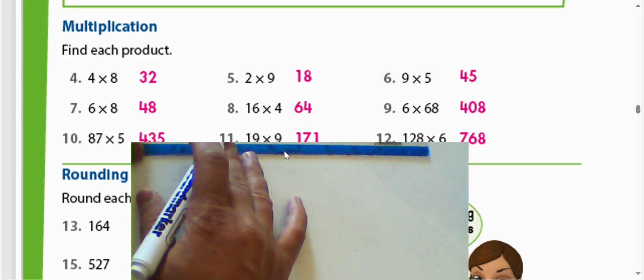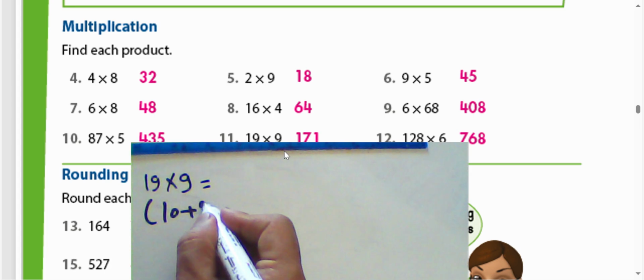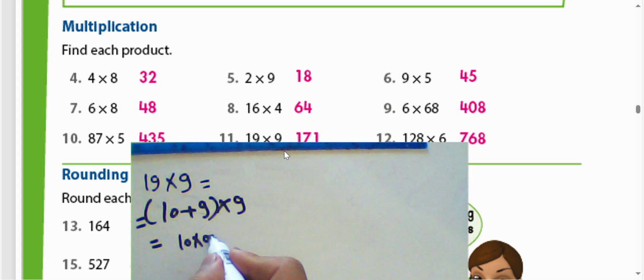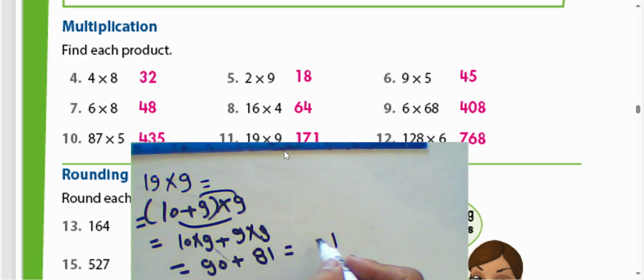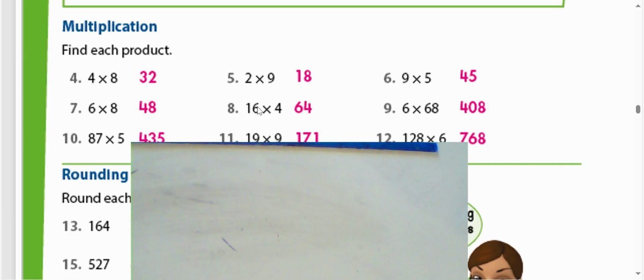Now 19 times 9. We can write 19 as 10 plus 9, times 9. And then 10 times 9 and 9 times 9. 10 times 9 is 90, and 9 times 9 is 81. You can add together: 1 plus 0 is 1, 8 plus 9 is 17. Then the result will be 171. Okay, we can use this strategy to find the result between two numbers using the distributive property. Today we'll explain how to find the product between two numbers where one of them contains 2 digits.